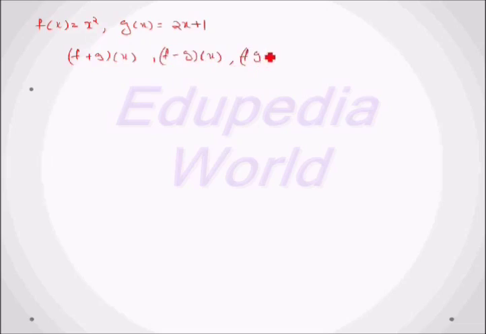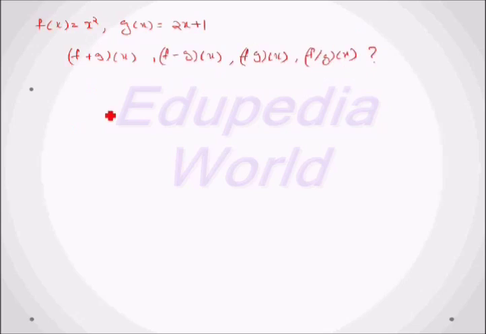Let us do one problem. Let f of x equal x square and g of x equal 2x plus 1. Let these be real functions. Then let's find f plus g of x, f minus g of x, fg of x, and finally f by g of x.